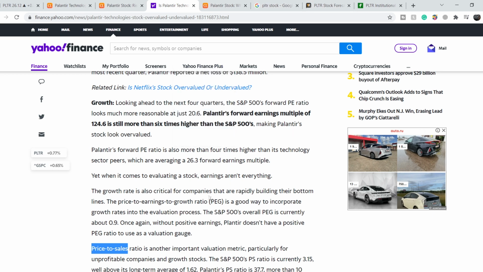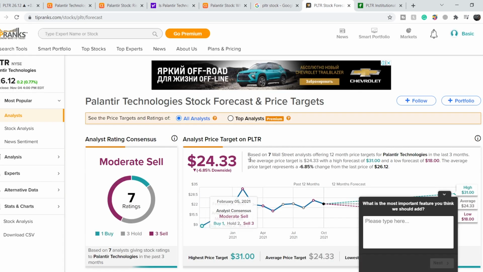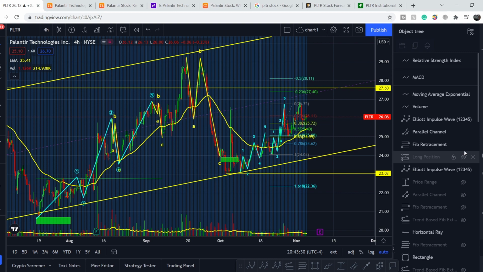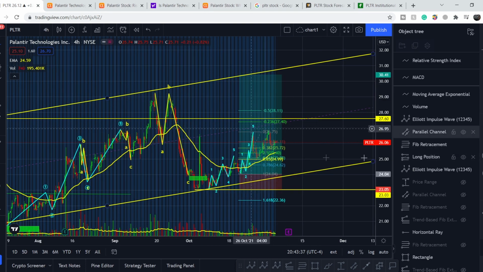But right here with this article and potentially with this forecast, as you can see, we have several ratings on TipRanks, and only one of them suggests to buy, 3 suggest to hold, and 3 suggest to sell. And the average price is $24.33. And for now, we have about 6.85% of downside potential with this price action, and even the higher price target is $31. And let me show you that $31 is our price target right here. We have it when I mark this setup.